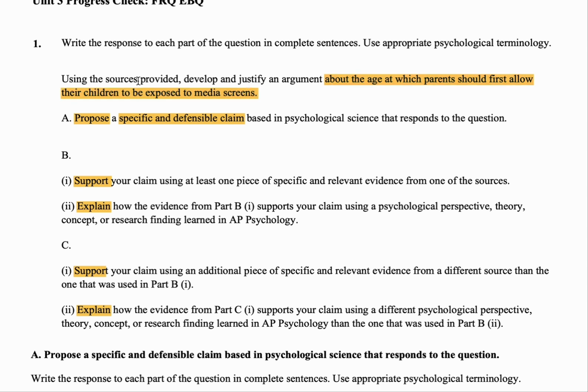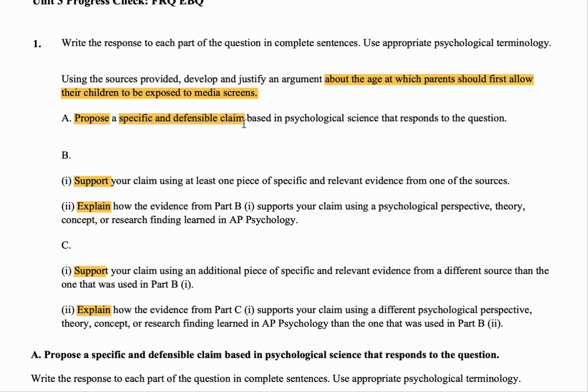So they're asking you to use the sources provided to develop and justify an argument about something. This something will change, okay? But this question will always look like this, the response to the question. So we want to make a specific and defensible claim. What is a claim? A claim is an opinion.